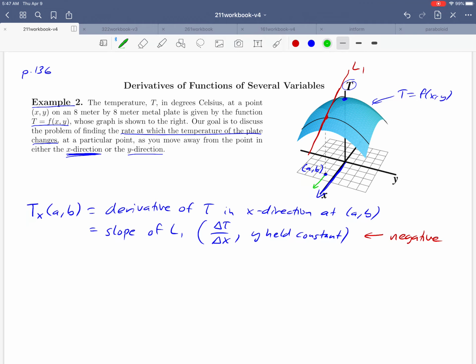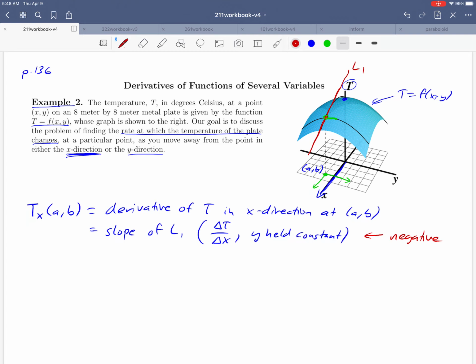Now let's repeat that whole process and ask what would the rate of change of temperature be in the y direction? We would start again at our point a, b here, but this time we're going to move parallel to the y-axis and ask the same question, what does it look like our temperature function is doing if we move in that direction? In the y direction, we'd be starting from up here, and we'd be moving this way. And what do you think? Does it look like we're going up or down? If we move on our surface in the y direction, it looks to me like we're going up a little bit at least.